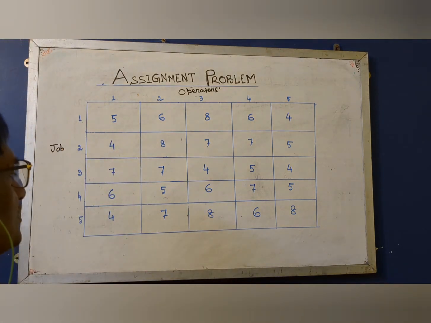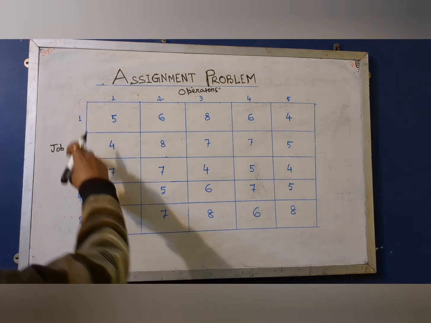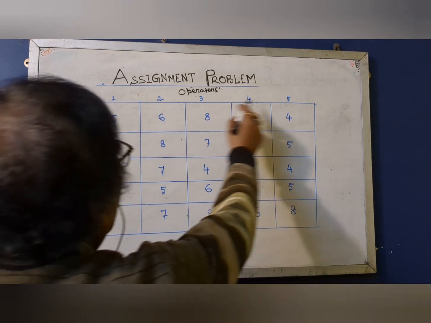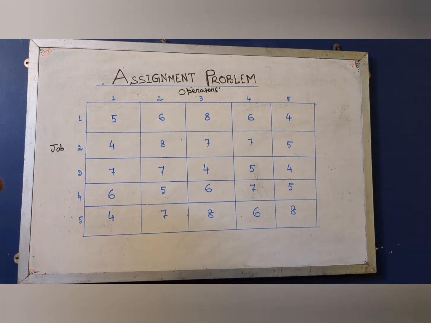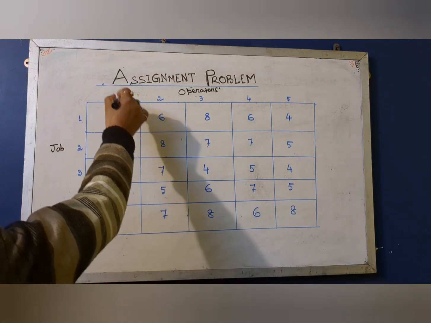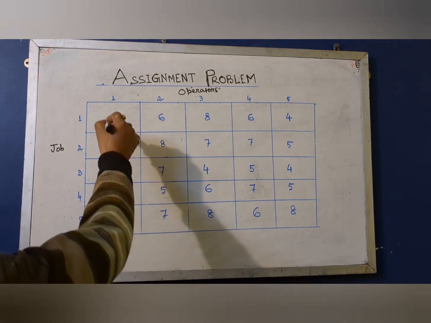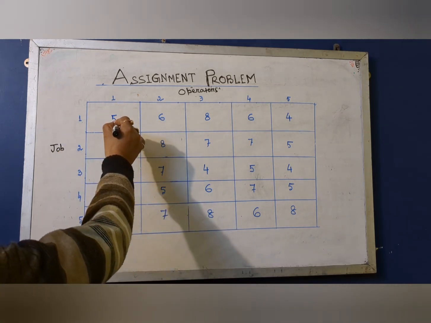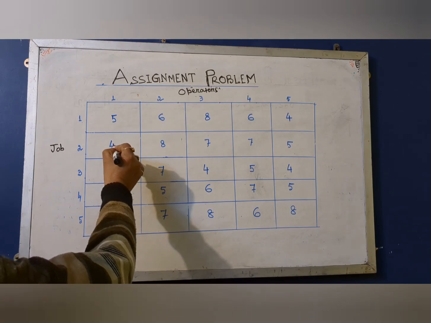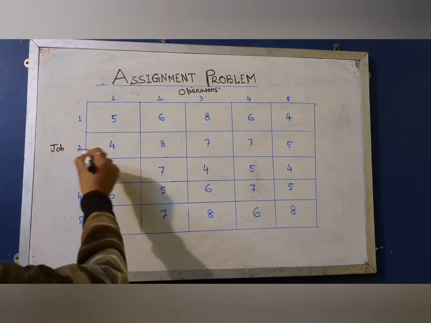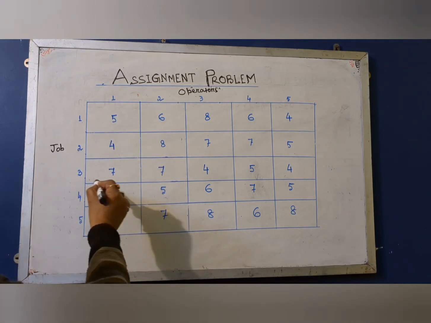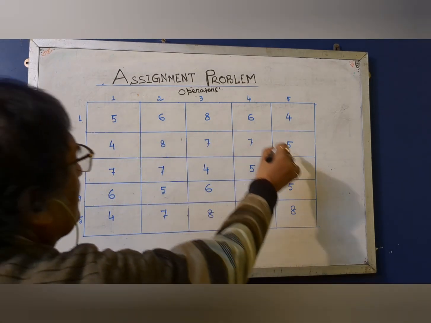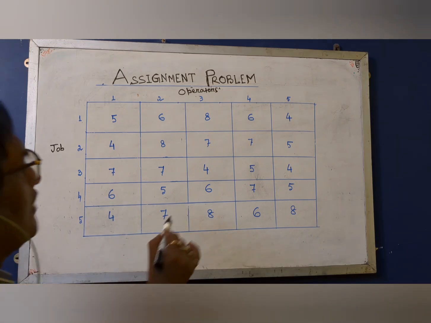The problem to be solved here is there are 5 jobs 1, 2, 3, 4, 5 and 5 operators 1, 2, 3, 4, 5. The same operator will take different time to finish the job. This operator will take 5 hours to finish job 1 and the same operator will take 4 hours for this job. In this way, for each job the time required by the operators is noted in the matrix. This is a 5 by 5 matrix.